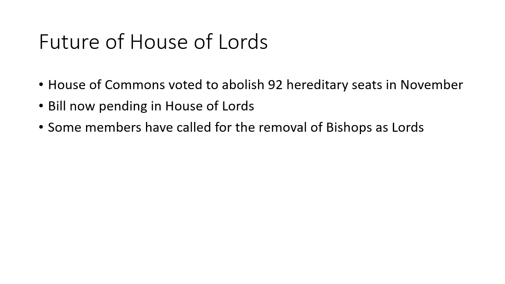But there are a lot of members, particularly of the Labour Party, who are talking about larger changes. One of the things they want to put in place is a mandatory retirement age of 80. So when you turn 80, you have to go. Some members are talking about the removal of bishops. Why are religious figures in a democratic state able to hold such positions?